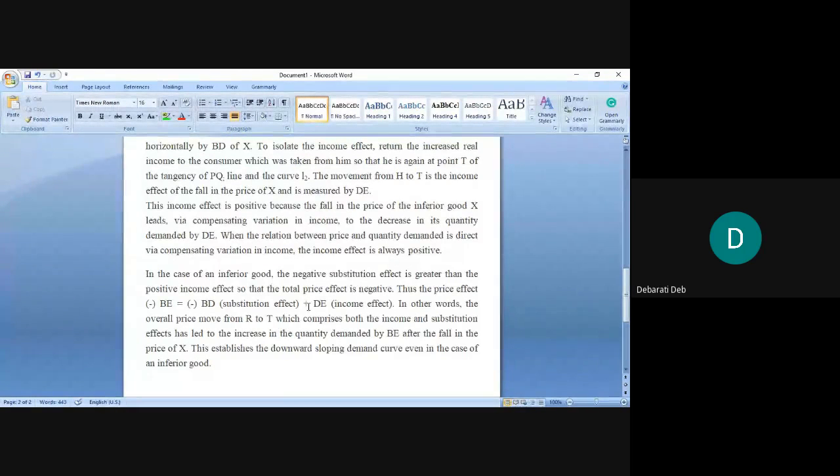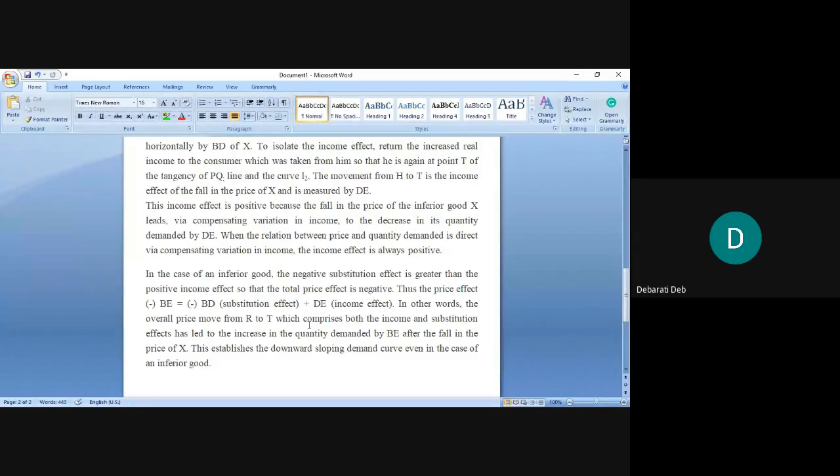Now, why is this income effect positive? This will happen in the case of only an inferior good, because here when the price of a good falls, the demand for that good also falls. Understood? This positive and negative sign, if you are asked to explain, you will explain with respect to the relationship between price and quantity demanded. What happens when price increases? What happens when price decreases? Like that, you will have to understand the positive and negative signs of the three effects.